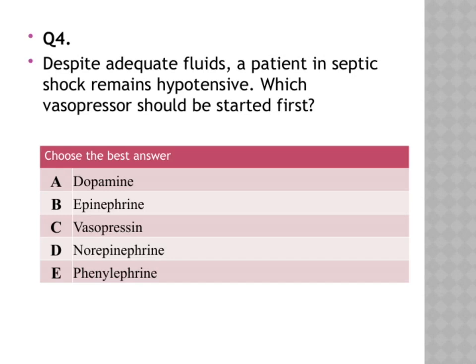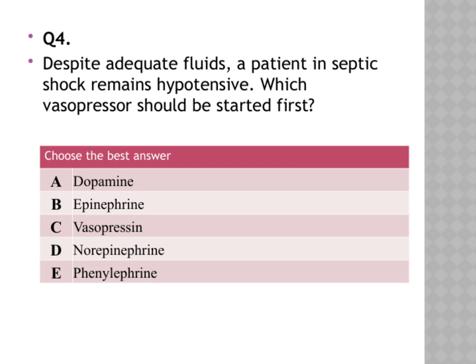All right, let's look at this scenario. Despite giving adequate fluids, the patient with septic shock remains hypotensive. So the question is, which vasopressor should we start first? Now, among the options, dopamine, epinephrine, vasopressin, norepinephrine, and phenylephrine, our best initial choice is norepinephrine.